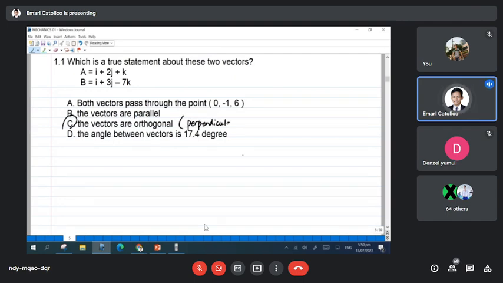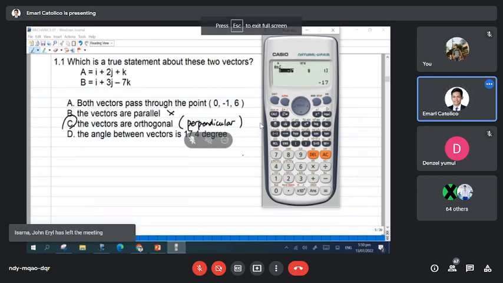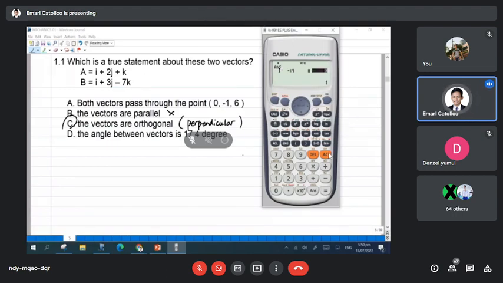Kasi si P, X na yan. So, check natin kapag cross product. Okay? Hindi siya nag-zero, you know. So, may value yung vector natin. So, automatically eliminated na si B, kasi hindi siya pwede maging parallel kasi hindi naman zero yung cross product.